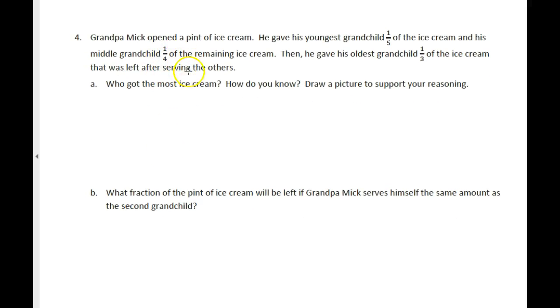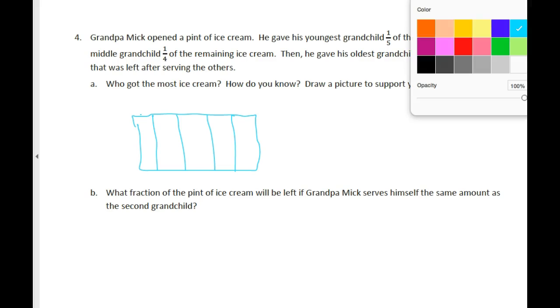So Grandpa Mick opened a pint of ice cream. His youngest grandchild, he got 1/5 of the ice cream. His middle grandchild got 1/4, and the last one got 1/3 of what was left. So here's a pint. And we're going to break the pint into, according to this, fifths. So 1, 2, 3, 4 lines. Now we have fifths.